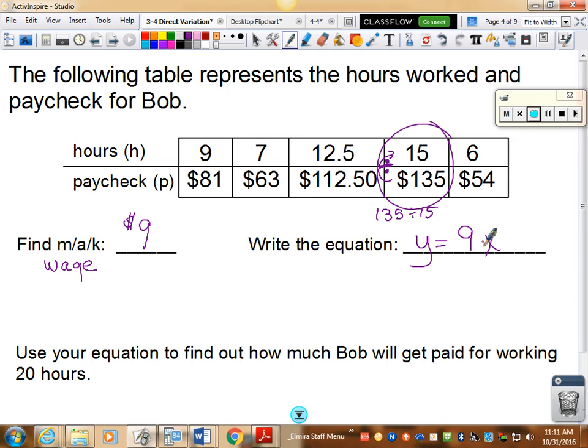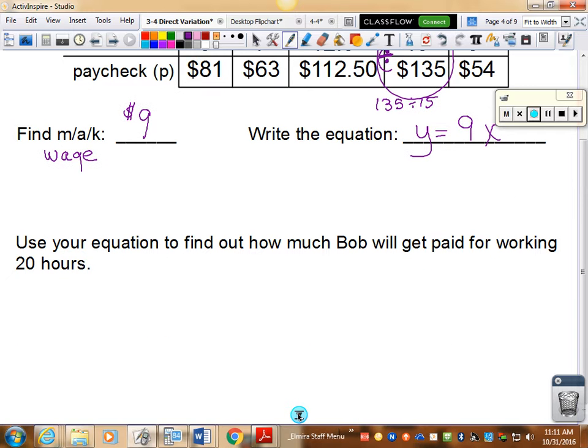Use your equation to find out how much Bob will get paid for working 20 hours. We just said that he gets paid $9 an hour, so we do 9 times 20 equals 180. Now, guys, listen. This is very, very important. Look at the screen right now. A lot of you could have done 9 times 20 in your head, and I understand that. But you can't just write 180. You can't leave this part out and just write 180.